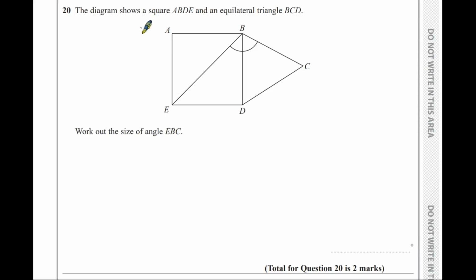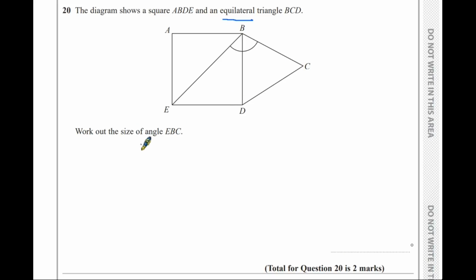Question 20. The diagram shows a square, ABDE, and an equilateral triangle, BCD. We need to work out the size of the angle that is marked here, which is EBC. Well, clearly the angle is split into two parts, and the way forward here is to work out the size of both of those parts and then add them together. So let's have a look at DBC, the angle inside the triangle. It's an equilateral triangle, which means all sides are equal and all angles are equal.